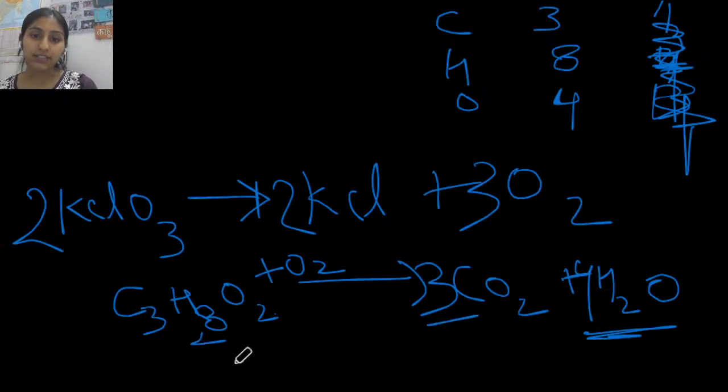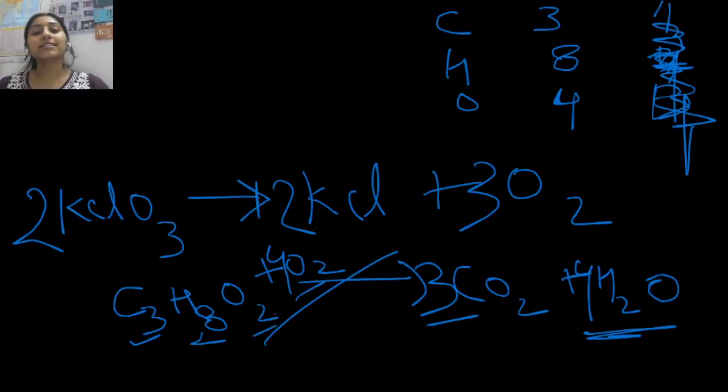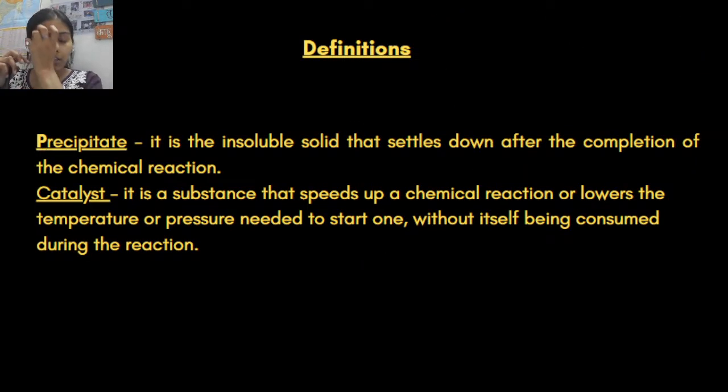Hydrogen is 8. Carbon is 3. Oxygen is 4 over here. And now it is 6 plus 4, 10 over here and 4 over here. So what to do now? So we will multiply by 4 over here. So 4 plus 4 into 2 is 8 plus 2 is 10. So these are all balanced, right? Okay, so let's move ahead with our chapter.